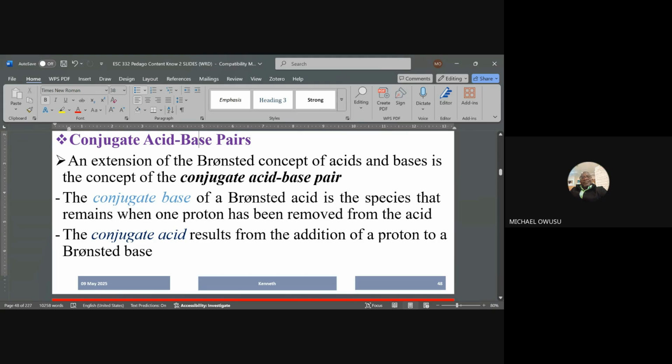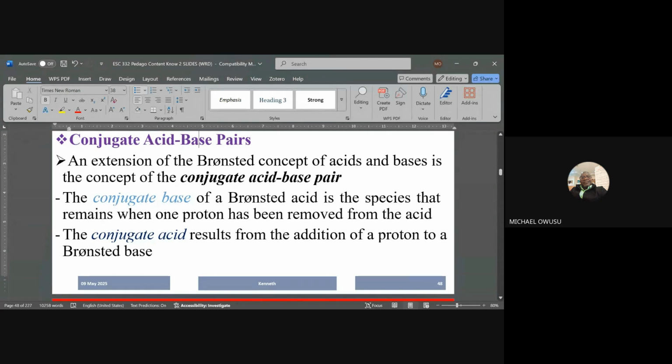Bronsted-Lowry acid is a proton donor. Yeah, good. And a base. So, what is a Bronsted-Lowry base? A base is a proton acceptor. That is the concept we are developing here.